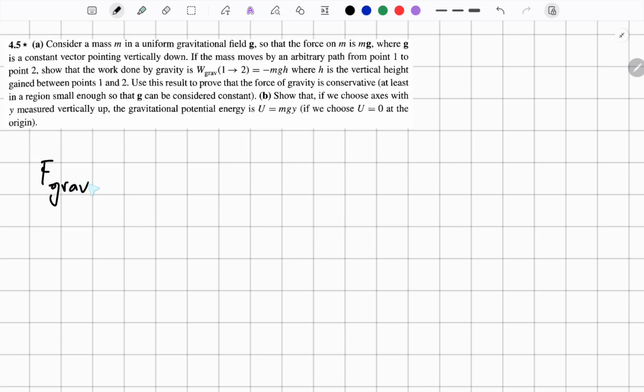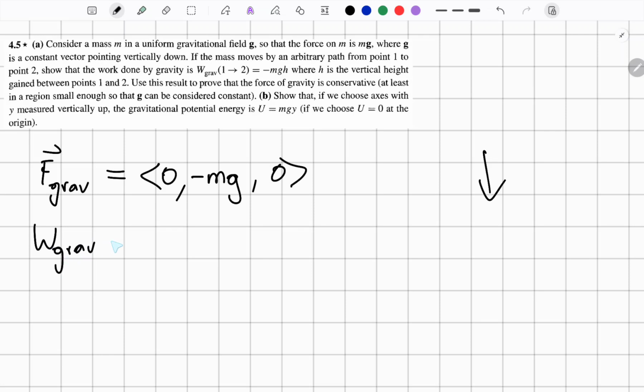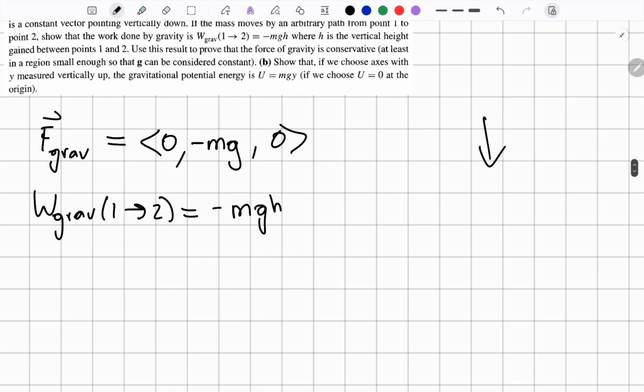So you can label the force of gravity as a vector with 0 x component, negative mg in the y direction as it's pointing vertically down, and 0 in the z component. We want to show the work done by gravity moving from one point to another is negative mgh, where h is the height that is gained between points 1 and 2. So h equals y2 minus y1.